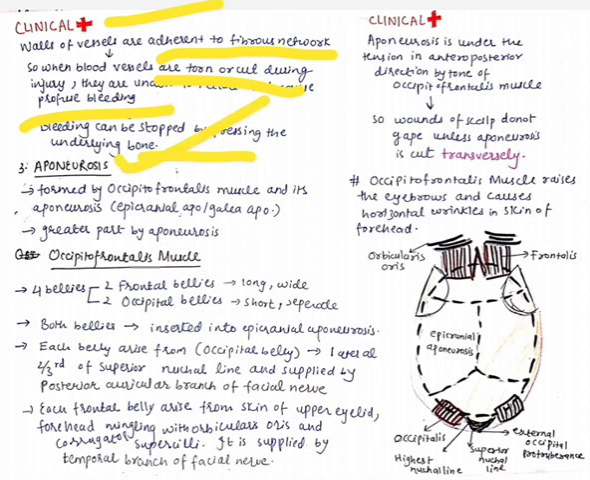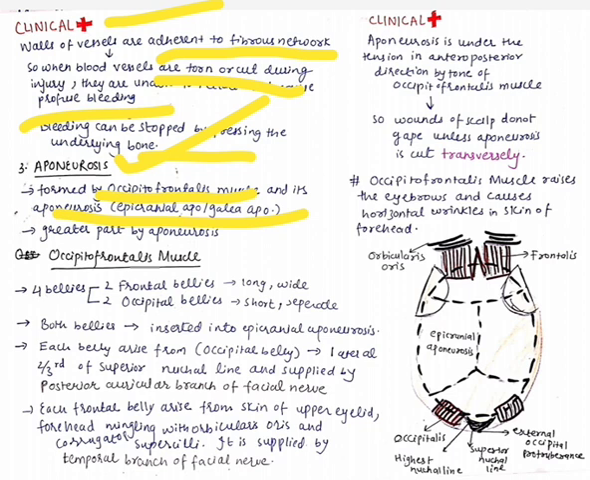Now coming on to the aponeurosis, this is a very important part which will also help you in the later sections of the head and neck. The aponeurosis is formed by the occipitofrontalis muscle and its aponeurosis, that is the epicranial aponeurosis and the galea aponeurotica. The greater part of this is the epicranial aponeurosis, but the occipitofrontalis makes a minor portion of the aponeurosis. That is the 3rd layer.